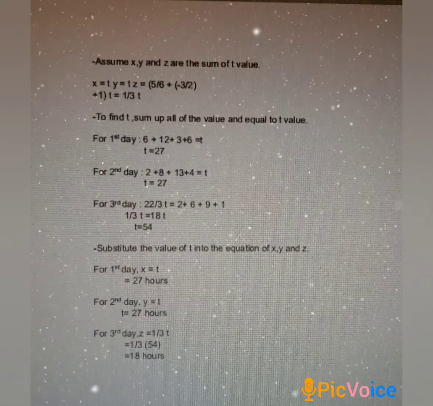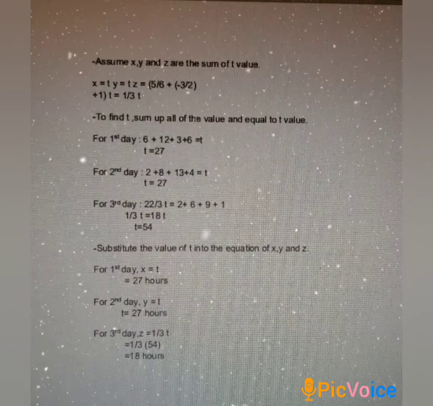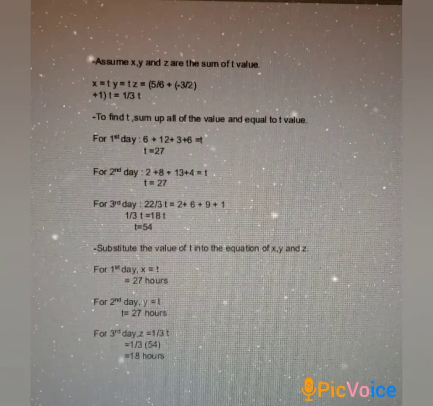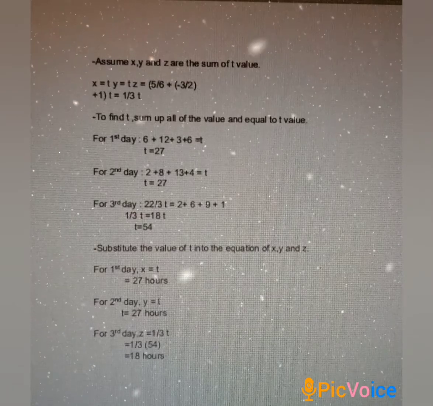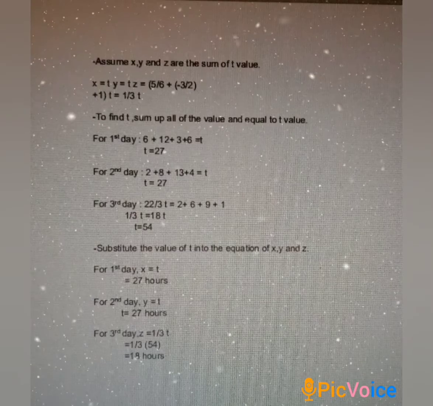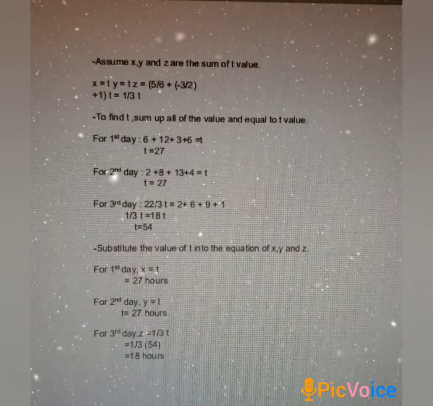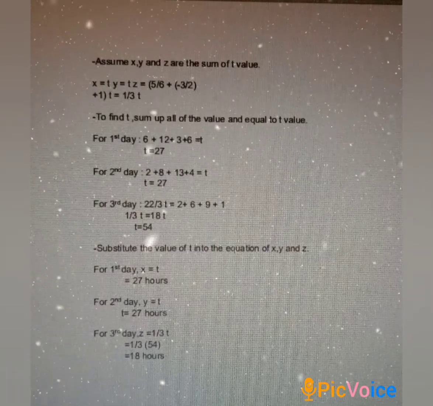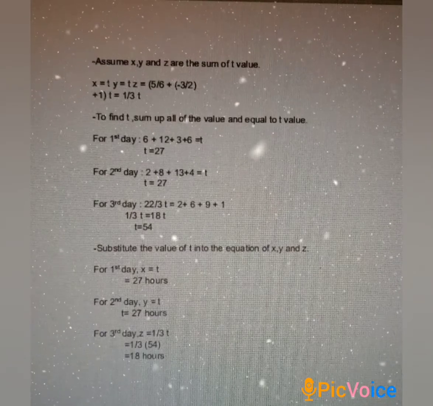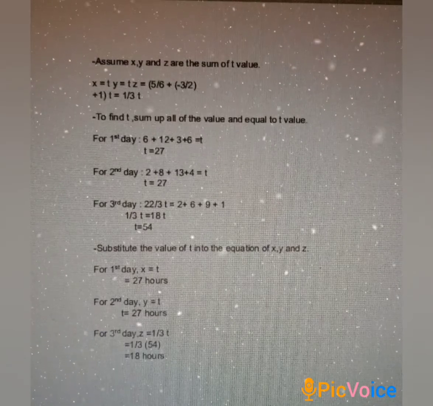For second day, 2 plus 8 plus 13 plus 4 equals t. So this is from column 2. t equals 27. For third day, 1 over 3t actually equals 2 plus 6 plus 9 plus 1. So 1 over 3t equals 18, so t equals 54.